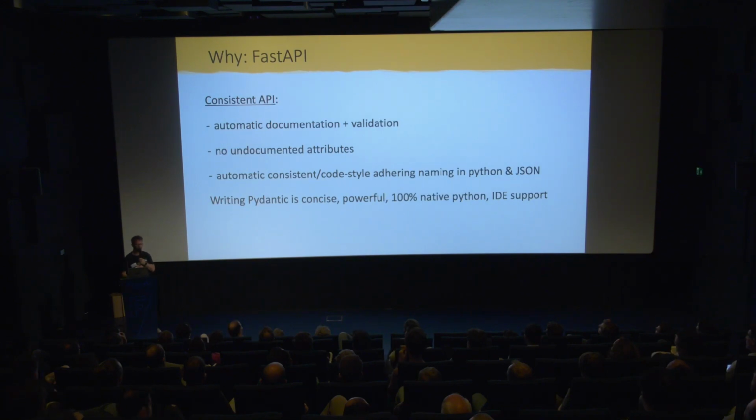So what I like about it is you have a consistent API, so there's automatic documentation and validation. You don't have any undocumented attributes, and the code style is consistent, adhering to the naming conventions in Python and JSON. And I think writing Pydantic models is a concise, powerful way of expressing things in Python, and it gives you IDE support out of the box. So, one step back: what are the alternatives and why would you use FastAPI?